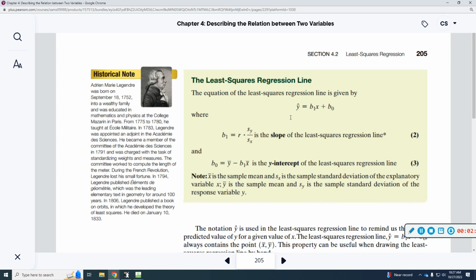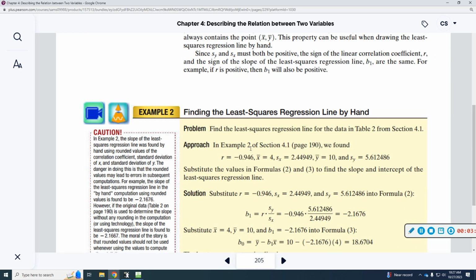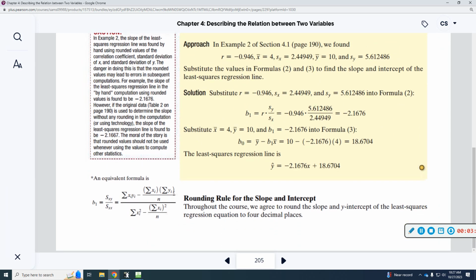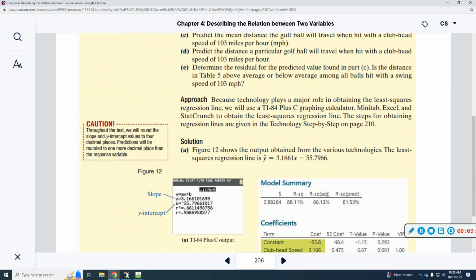So this y hat, that's what they call it, is b1 times x, plus your intercept. b1 refers to the slope, the change in y over the change in x. I'm going to go through those definitions. Most of this we're just going to do with technology. The technology will compute it for you, because it gets pretty complicated the more you go into it. So again, we will use technology to compute this for us.